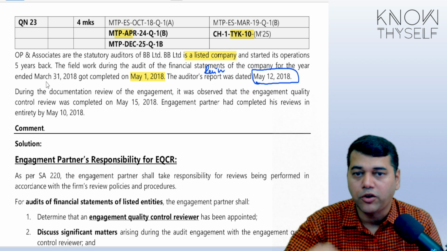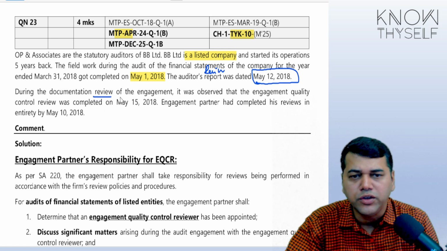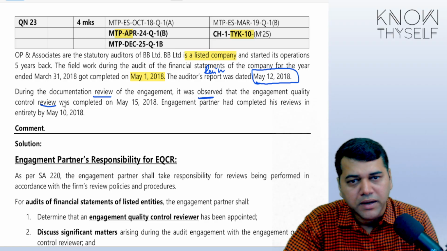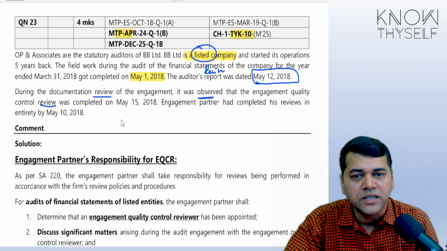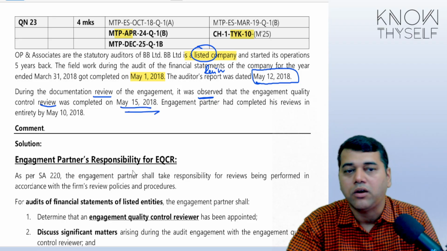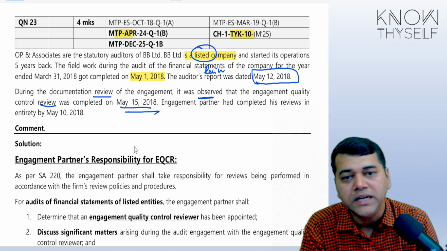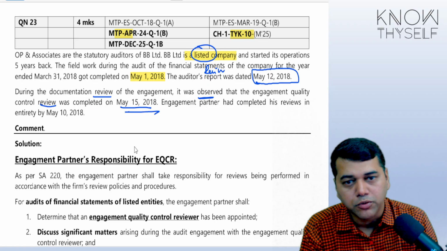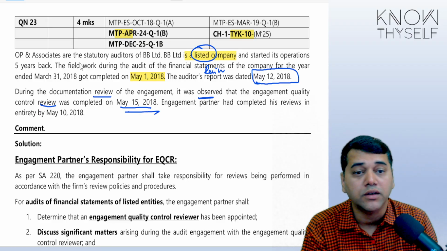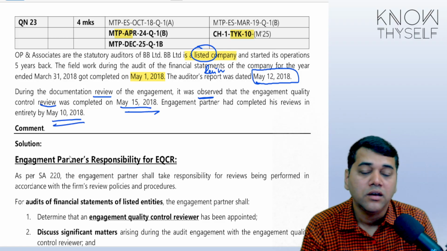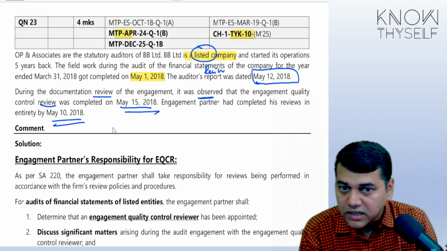Someday one audit file was taken, and when somebody was reviewing the documentation, it was observed that the EQCR, is it mandatory? Yes, because it is a listed entity, was done on 15th May. Oh, this is a lapse now. Because you are not supposed to complete your audit report unless the EQCR report has been given. Engagement partner has done it on 10th of May only. So this is a very clear cut lapse now.